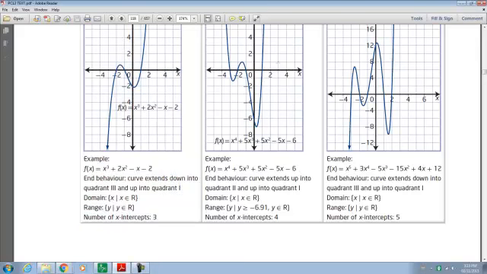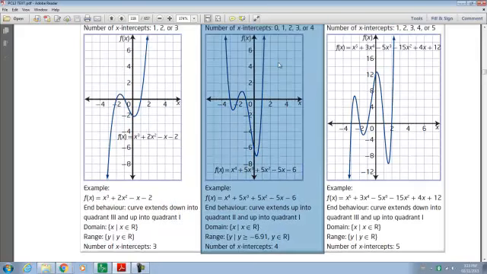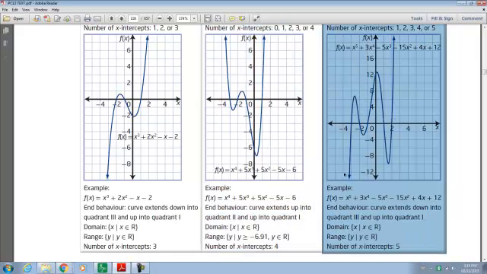Looking at this one here, this is a function that has a 4th degree polynomial. We've got 1, 2, 3, 4 x-intercepts. And the end behavior, the curve extends up into quadrant 2 and also into quadrant 1, so right here and here. And for the 5th degree polynomial over here, you've got 5 x-intercepts, and the curve extends down into quadrant 3 and up into quadrant 1.